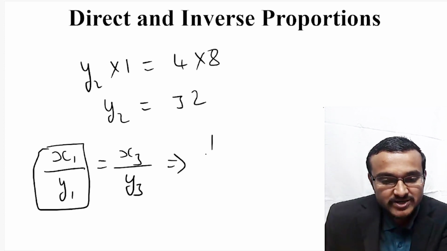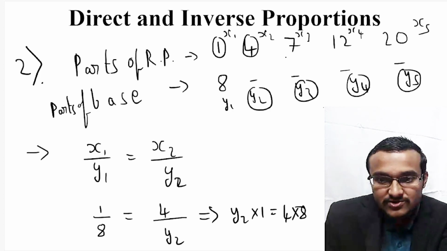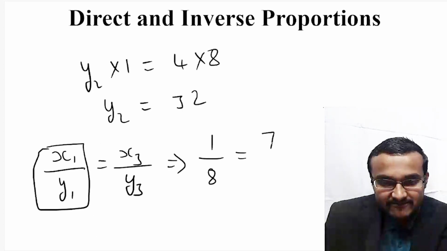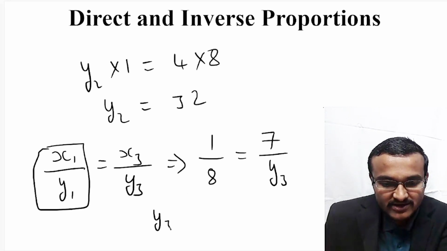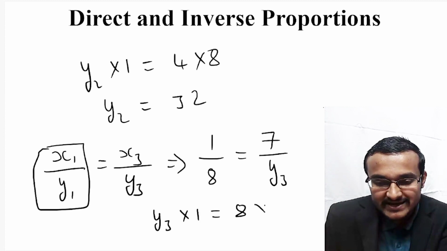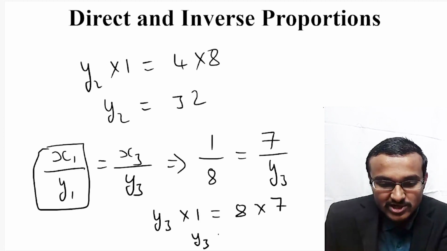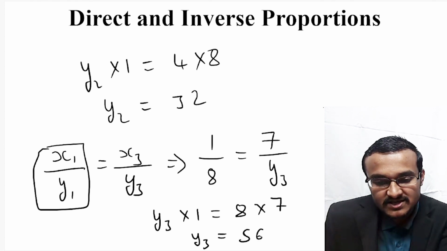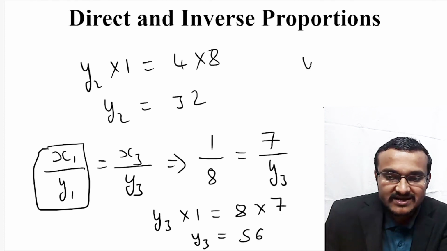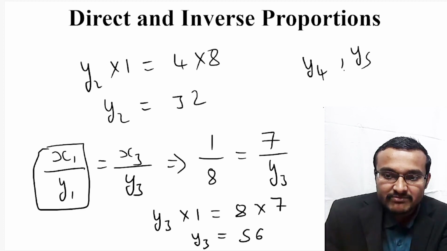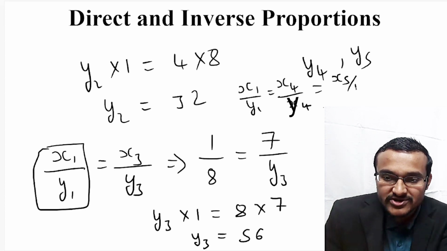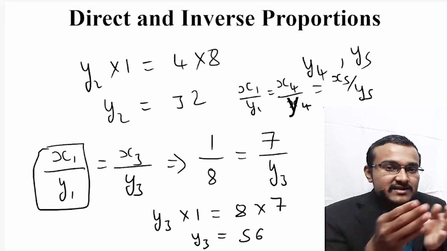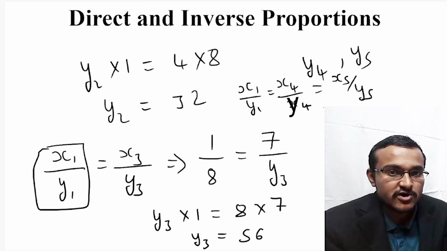So similarly here also I am taking x1 by y1 is equal to x3 by y3. What is x1? x1 is 1, y1 is 8, and x3 is 7. So 7 by y3. Now we don't know what y3 is, so we should calculate y3. Again you can do cross multiplication. It will become y3 into 1 is equal to 8 into 7. So y3 will be equal to 8 7s are 56. So y3 is equal to 56. Similarly you can find out y4 and y5 by making x1 by y1 equal to x4 by y4 equal to x5 by y5. Like that you can compare with each other and get the values for y4 and y5 as well.